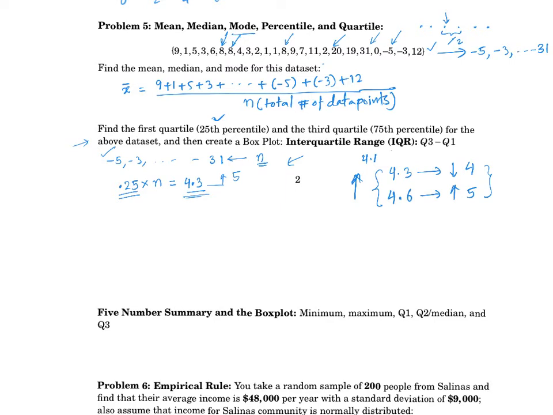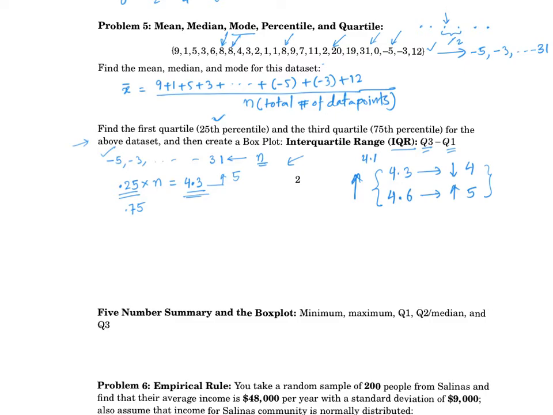Now, what is the interquartile range? It is the third quartile minus the first quartile. So you'd find the data point for the third quartile and the data point for the first quartile and subtract. The third quartile is the 75th percentile, so you'd replace this 25 by 75.